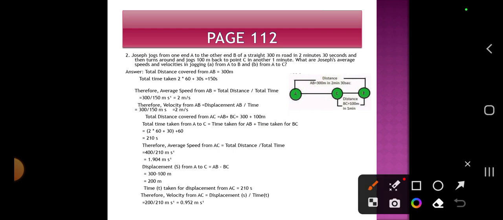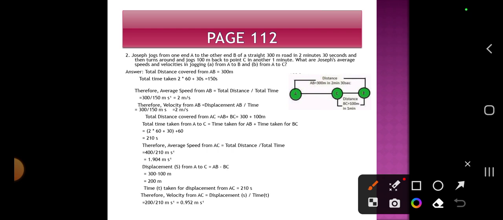Now one more thing which is asked here: the A to C velocity and the same average speed. Now the time taken from A to C, as you can see, what will it be? A to B plus again it reaches B to C. So this time and this time, this total time we have to calculate. So A to B time taken plus B to C time taken. So total time taken is 210.